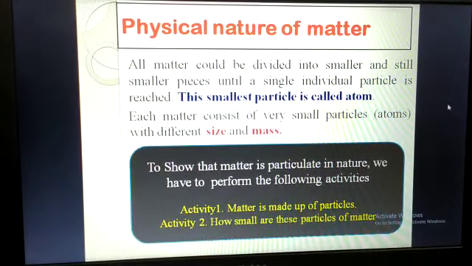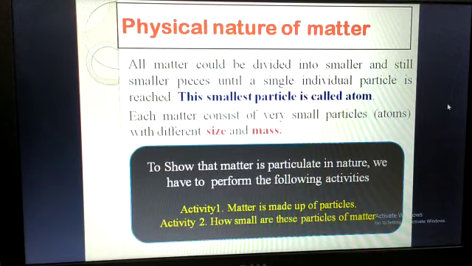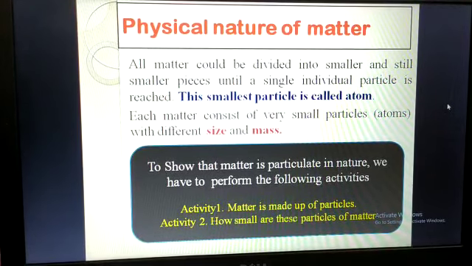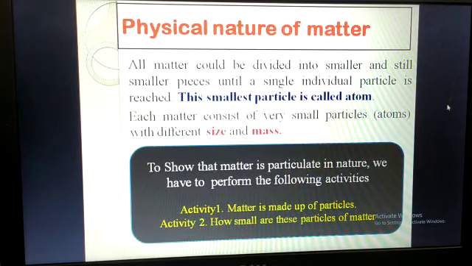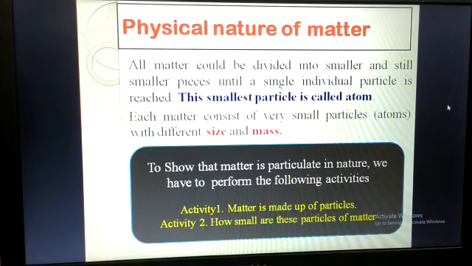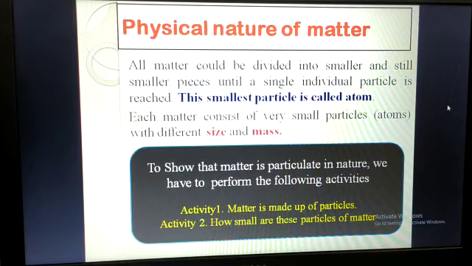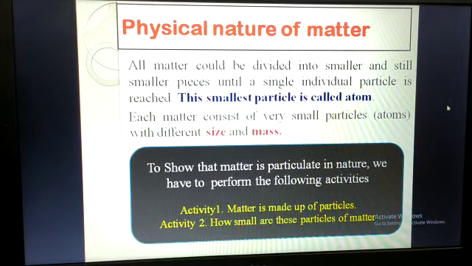Now, according to the physical nature of matter, all matter could be divided into smaller and still smaller pieces until a single individual particle is reached. Right, what this means is that any matter we can divide into very small parts. Until when can we divide? Until we get a single individual particle. That single smallest particle we get at the end is known as an atom.